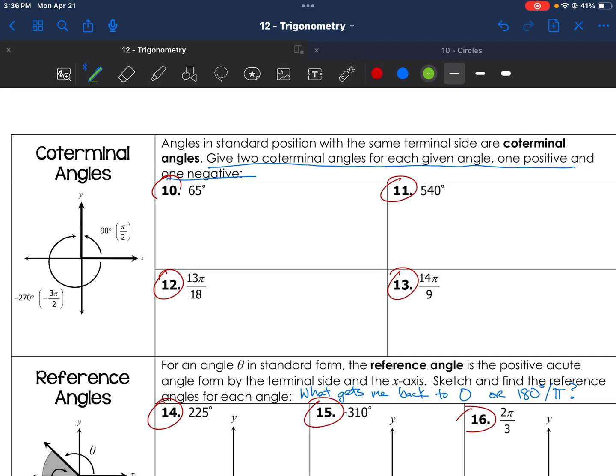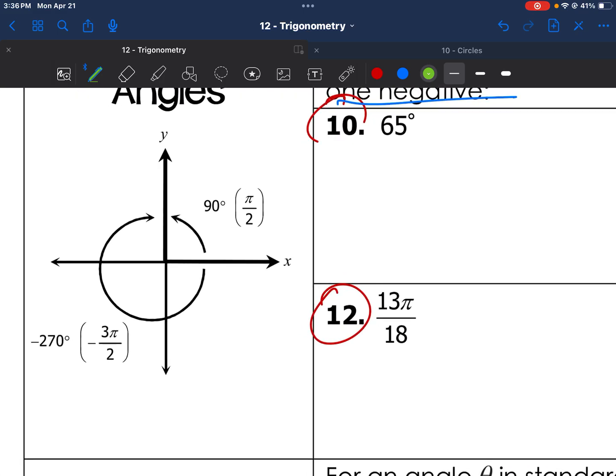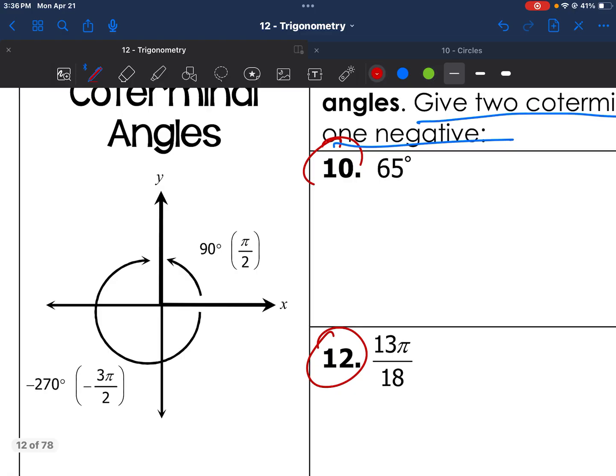But just because they share the same initial and terminal side does not mean that these will be two equal angles. Not necessarily. But if we were to draw them, they would both begin and end in the same spot. So, for example, the example they gave us is if you had a 90-degree angle or a pi over 2 radian angle, then it would be drawn like so. You would start on the right side of the x-axis, you would go counterclockwise a quarter turn, and end on the up part of the y-axis.